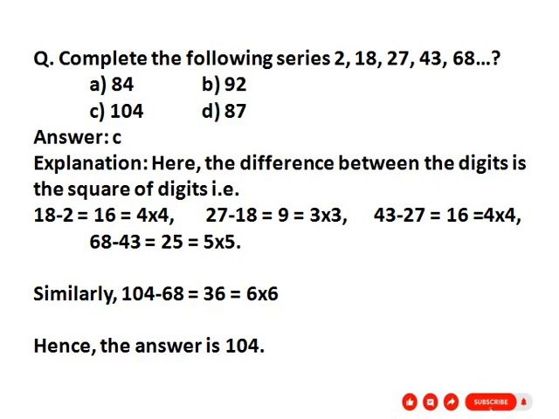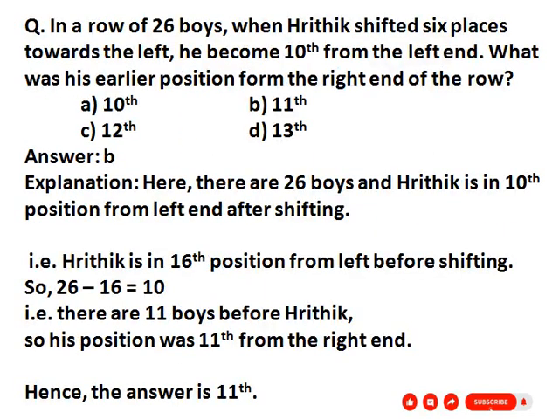Our next question is in a row 26 boys, when Ritik shifted 6 places towards the left, he became 10th from the left end. What was his earlier position from the right end of the row?